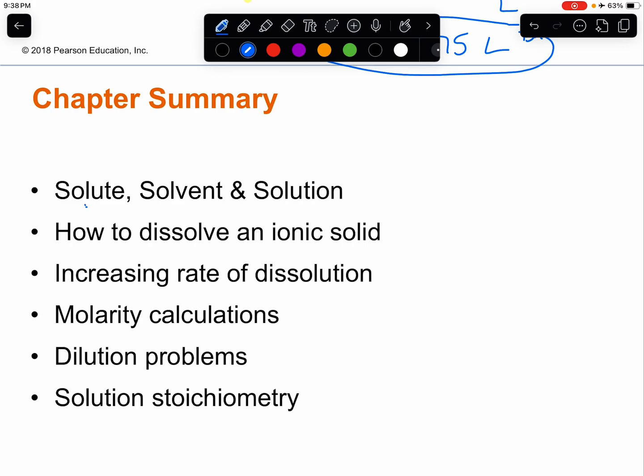All right, so this is our last chapter in this course. You need to know what the solute is, a solvent, and a solution. Just generally parts of dissolving an ionic compound. I will not have you write every step. How to increase the rates, so stirring, increasing the temperature, things like that. How to do molarity equations. I will provide you with this equation at all times. Also, how to do dilution. I will provide you with M1V1 equals M2V2. And you have to understand how to do solution stoichiometry.